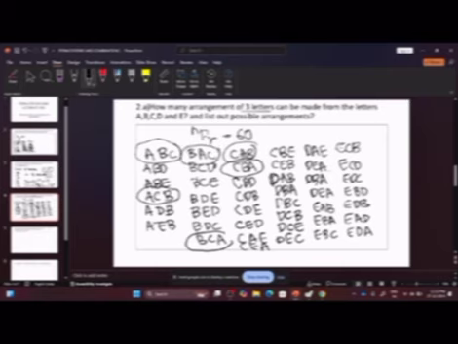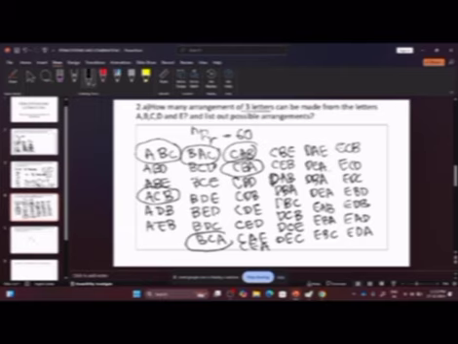So this is the only possible set of arrangements. ABC, then we can rearrange and write ACB, then BAC, BCA, CAB and CBA. So with a combination of 3 letters, we can make 6 possible arrangements, including that combination.